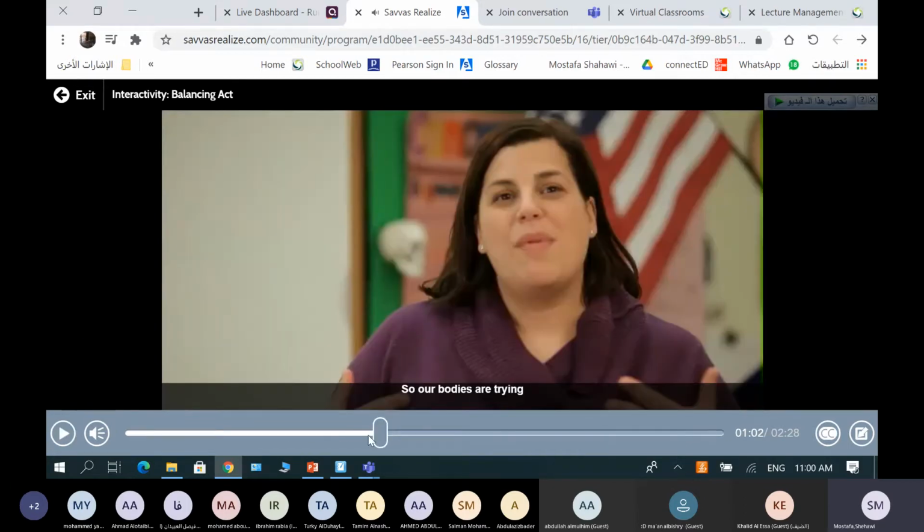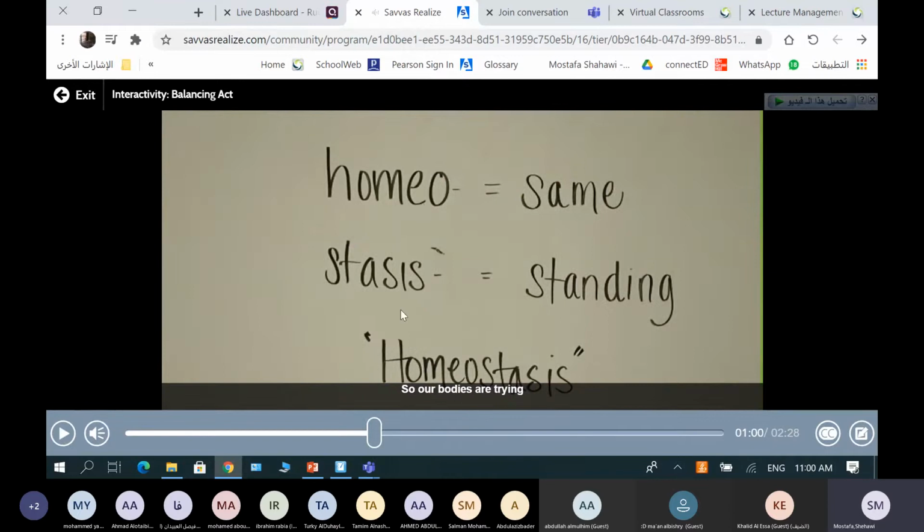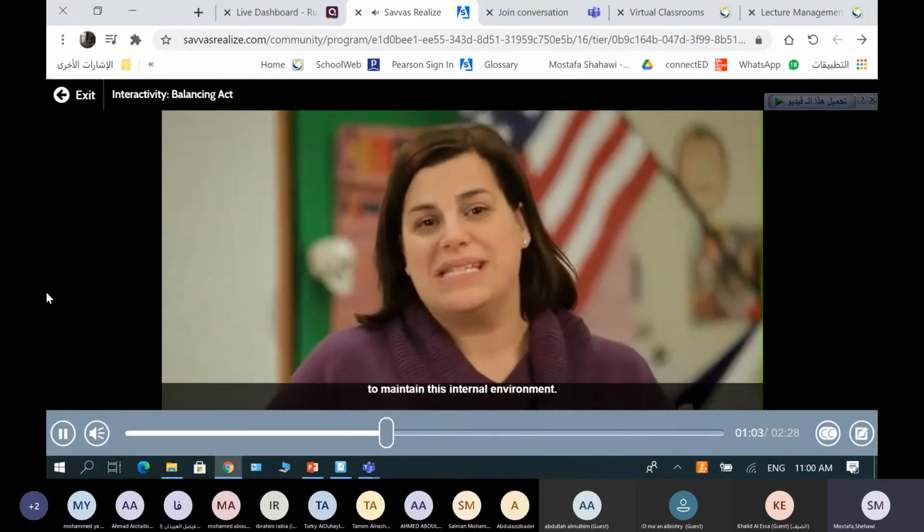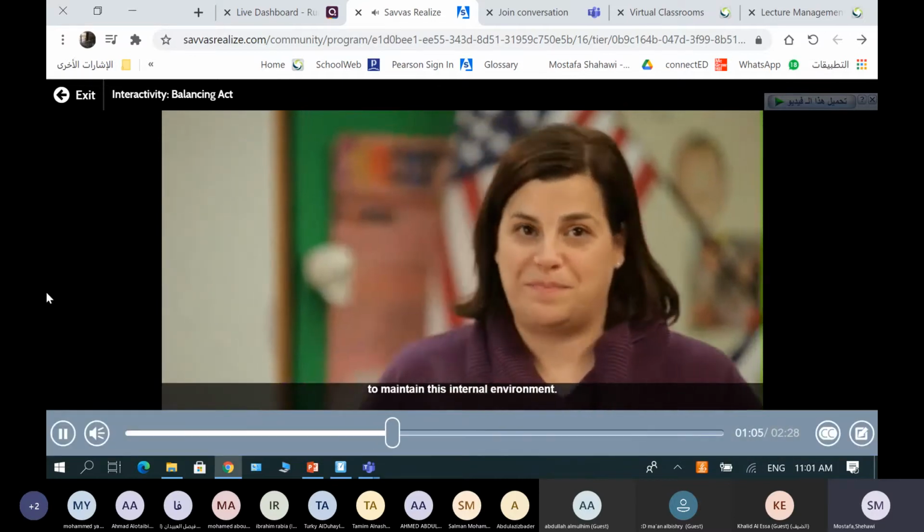Homeo means the same, and stasis means the standing, same conditions. That's what we mean by homeostasis. Homeo means the same, and stasis means the standing, same standing or same conditions. That's the meaning of homeostasis, guys.